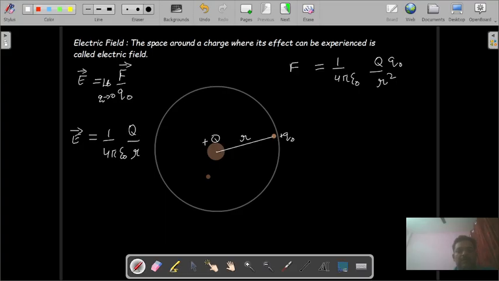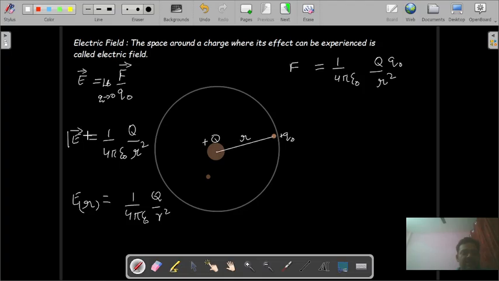E is obtained as 1 over 4 pi epsilon naught, q over r squared. Now we see here that electric field is a function of position. So we write E(r), the electric field as a function of position, as the constant 1 by 4 pi epsilon naught, q over r squared. The same can be written in the vectorial form.